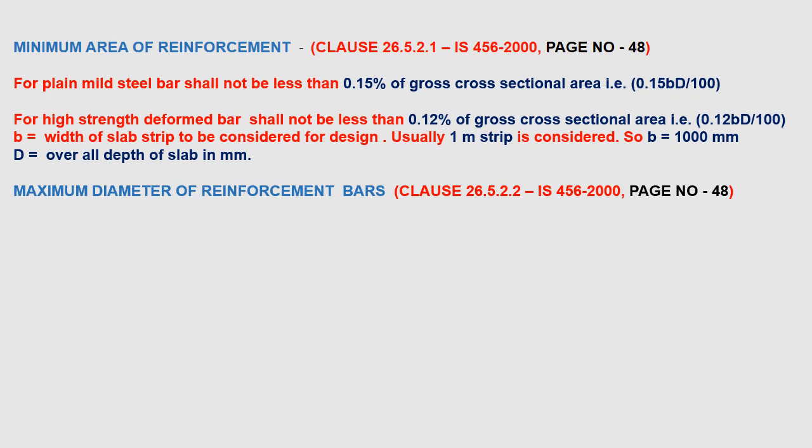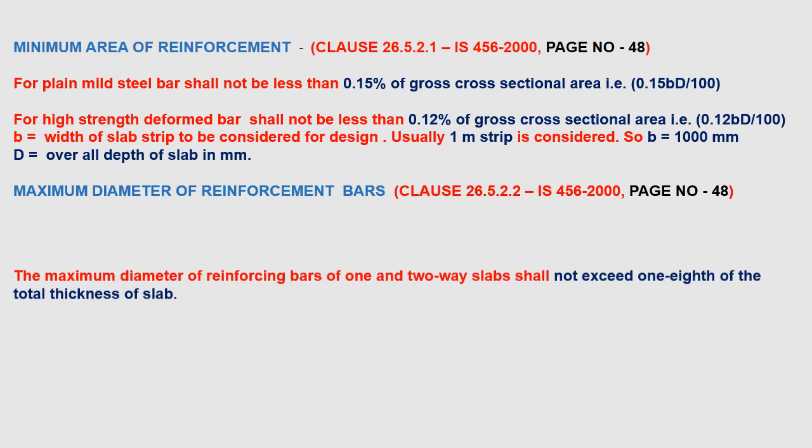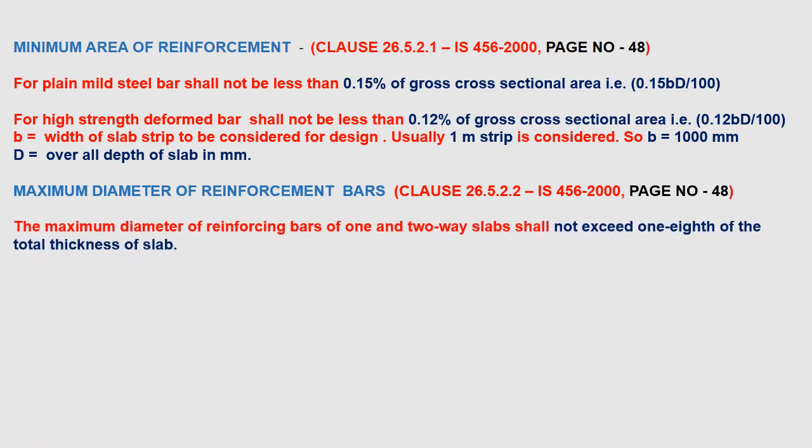Maximum diameter of reinforcement bar as per clause 26.5.2.2: the maximum diameter of reinforcing bar of one-way and two-way slab shall not exceed 1/8 of the total thickness of slab.